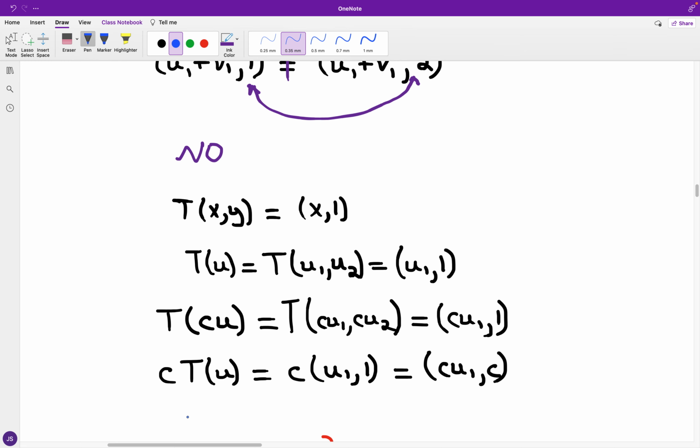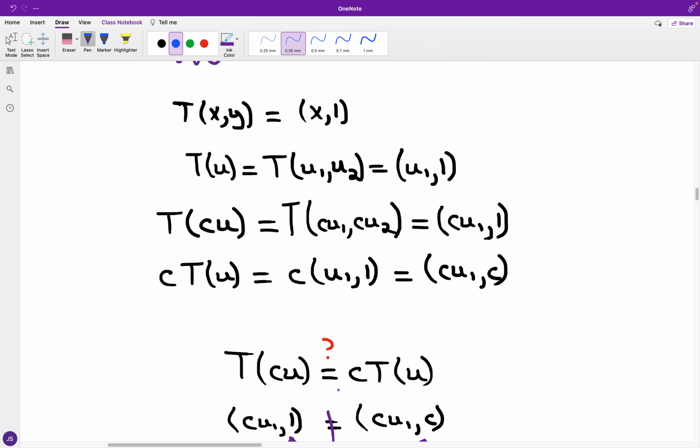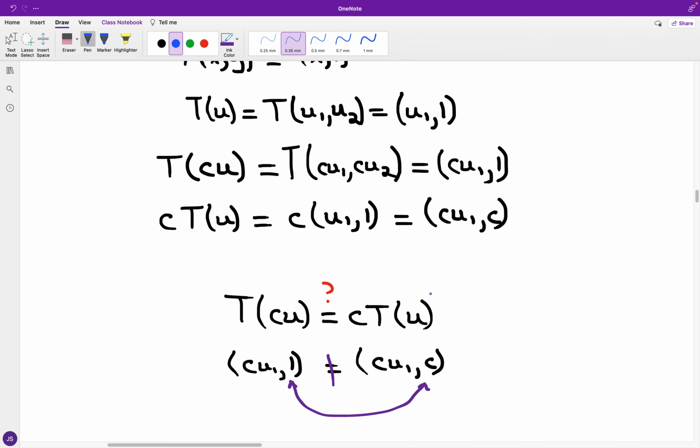And for the scalar multiple c times the transform of u, you're looking at c times u sub 1 and 1, and you're going to have distribution in this particular case. So c times the transform of u is equal to c u sub 1 and c. And in terms of whether the transforms involving the scalars are equal to each other, with the transform of cu, that was c u sub 1 and 1, whereas for c times the transform of u, we ended up with c u sub 1 and c, and we have a mismatch between 1 and c at the ends, and so we have an imbalance.